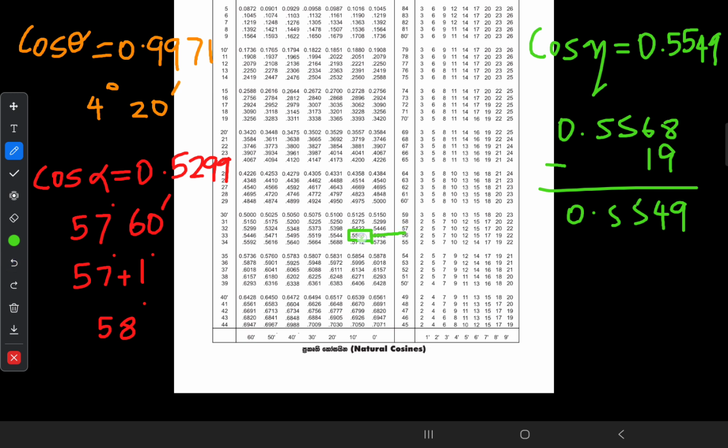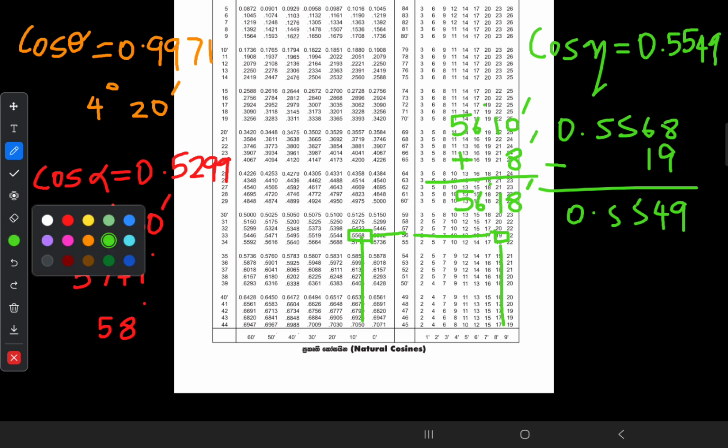0.5566 would be 56 degrees 10 minutes. With this, even though we are subtracting in the values, you need to add the mean difference to the angle. 19 in the same row is the 8th mean difference. So 56 degrees and 18 minutes. That is the most suitable answer here.